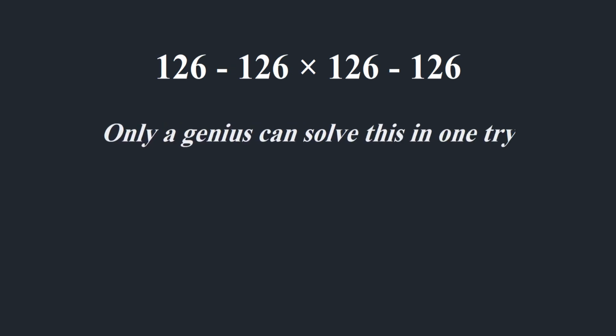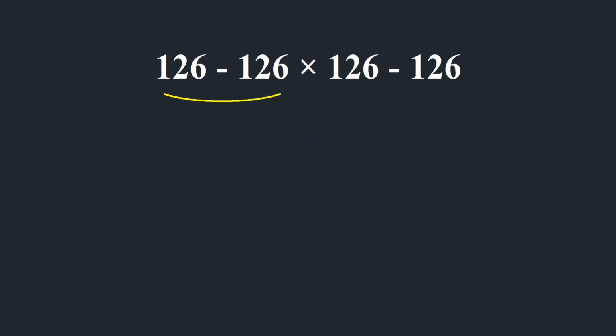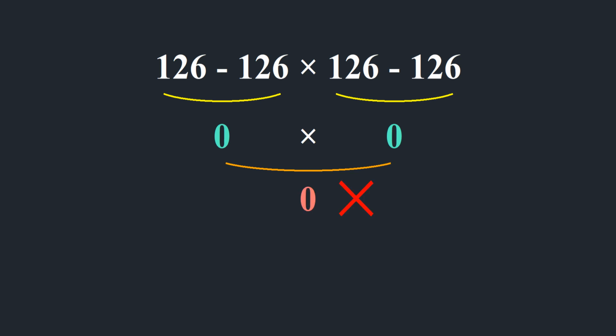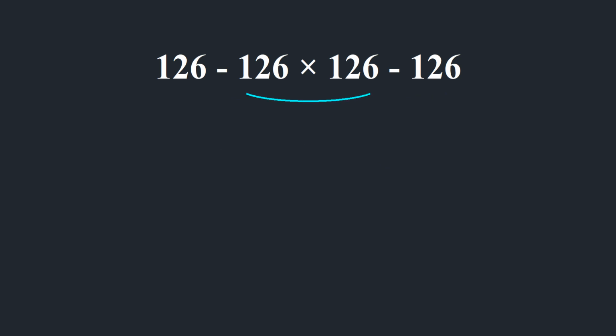In this on-screen segment, 126 minus 126, which equals 0, times 126 minus 126 equals 0. Now we have this problem, 0 times 0, which equals 0. But this answer is not correct because according to the order of operations, we must do the multiplication and division, then do adding and subtraction. So first we do this multiplication, then this subtraction, and at last this subtraction.